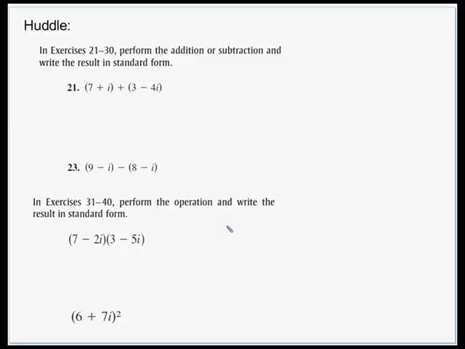Some practice problems in the huddle. Pause the video, take these for a test drive, start the video back up, and see how you did.